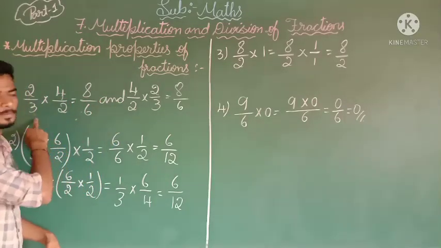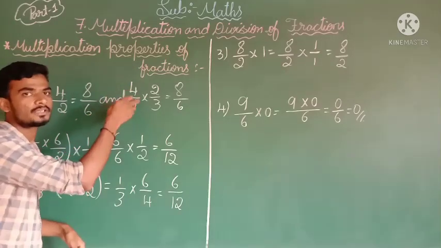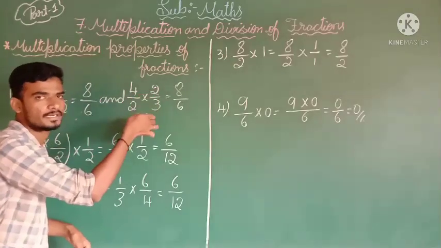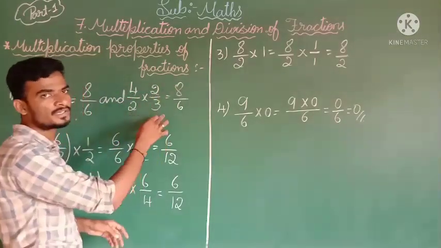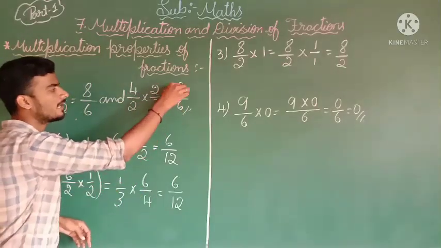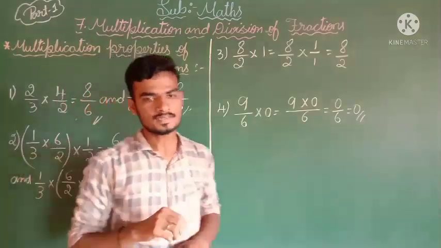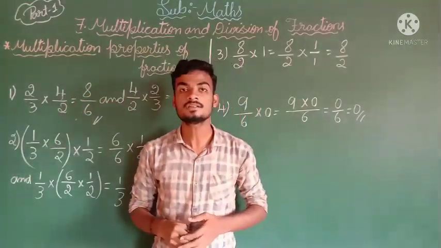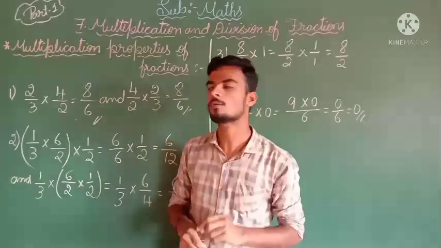First we have taken 2 by 3 into 4 by 2, is it? Then here I am going to take 4 by 2 first, then 2 by 3. Then you multiply numerator with numerator and denominator with denominator. What product did you get again? You got the same product, 8 by 6 and 8 by 6. So the first property tells that changing the order of fractions does not change the product. Okay, this is our first property.